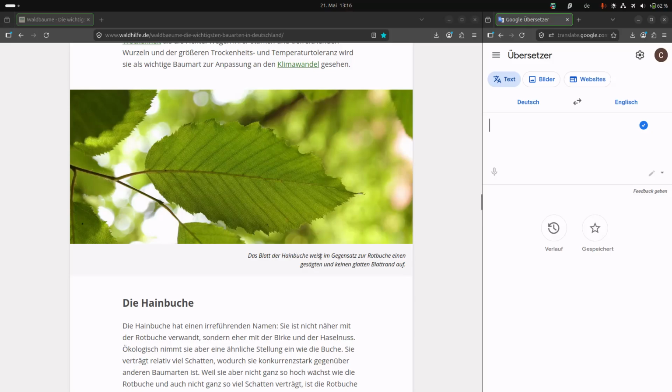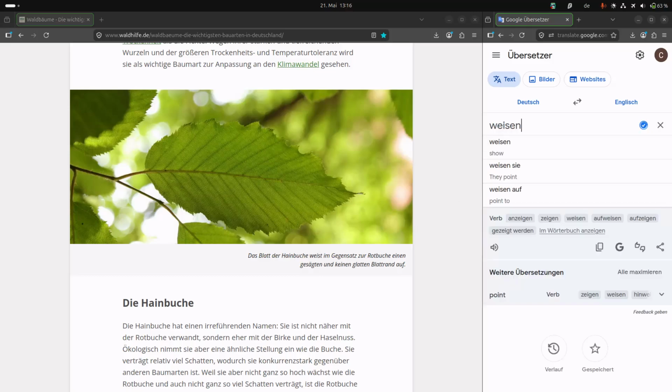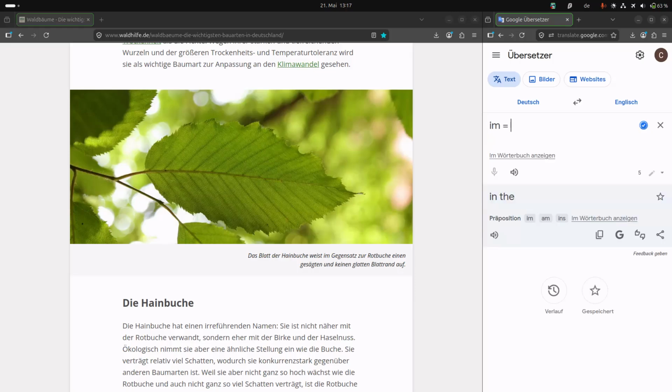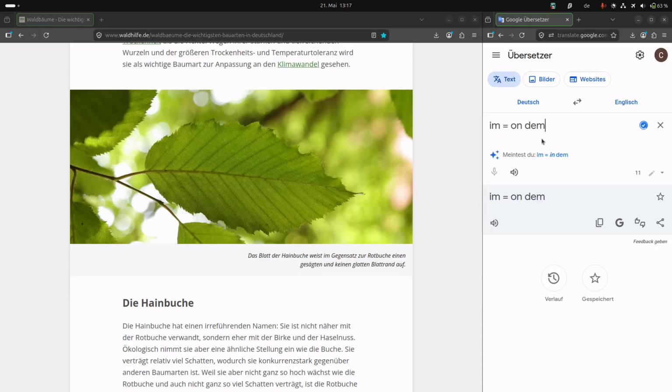So, weist comes from the word weisen, which means to show, to have appear. Im Gegensatz, in contrary. Gegensatz, we had that also in some previous episode. Im means in dem, equal to in dem.